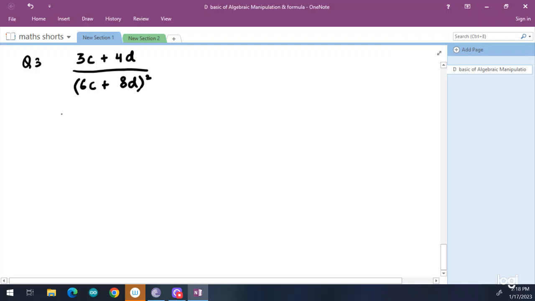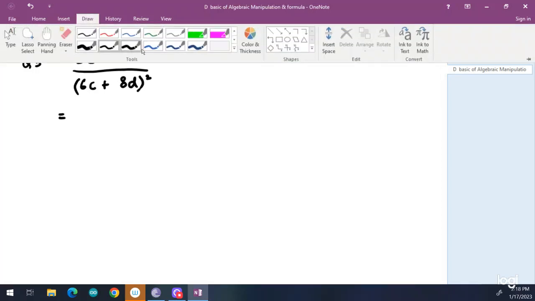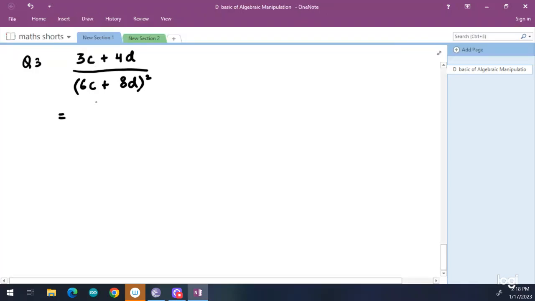So now what we can do, we can think about this question in a different way. You can see, I think I should change the pen to blue. You can see 3c plus 4d. You cannot take anything common from 3c plus 4d because there is nothing common in between.